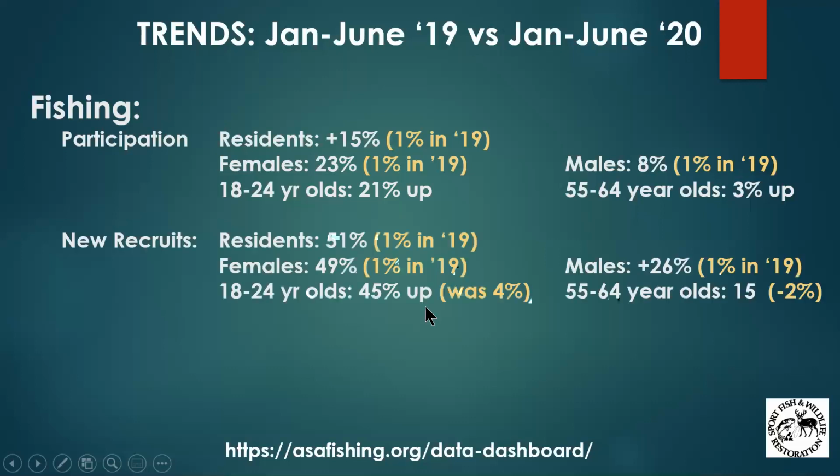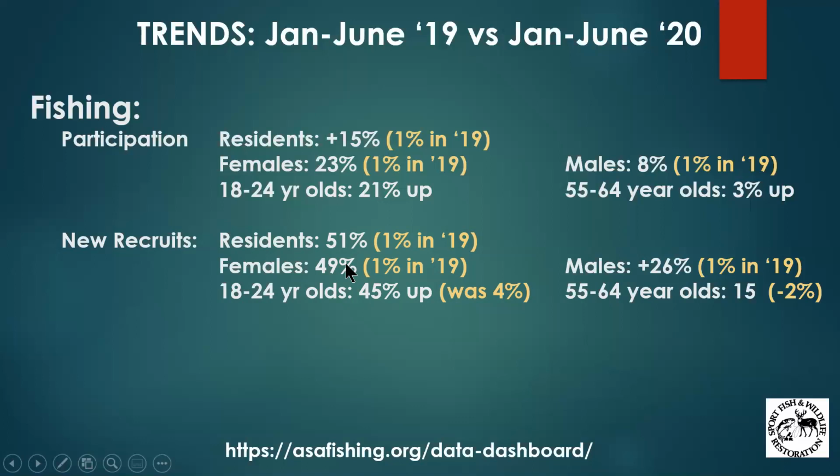New recruits, huge spike. And we all heard the anecdotal information, seen families and people out in lakes and ponds. We haven't seen the numbers in the past. Number of residents who are buying a license for the first time was up 51% the first half of this year. It was only up 1% same time previous year.